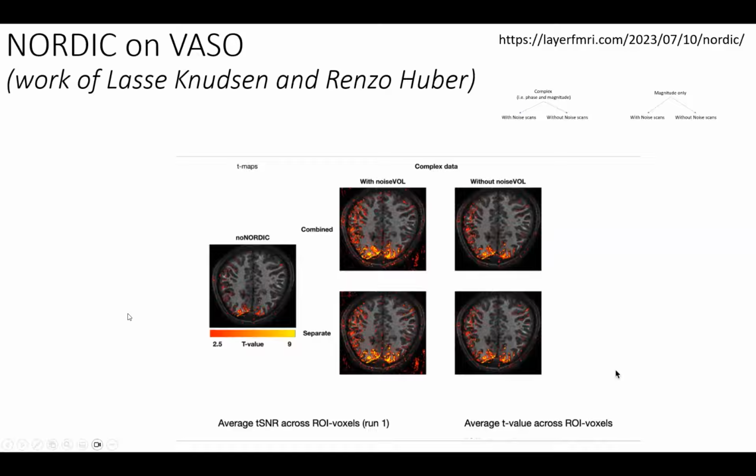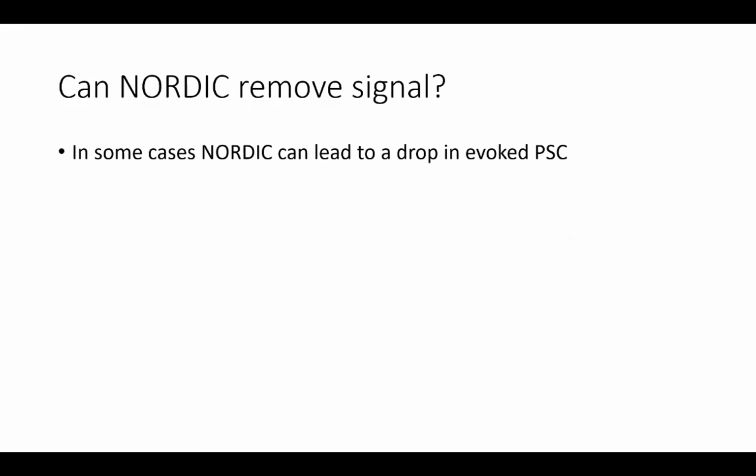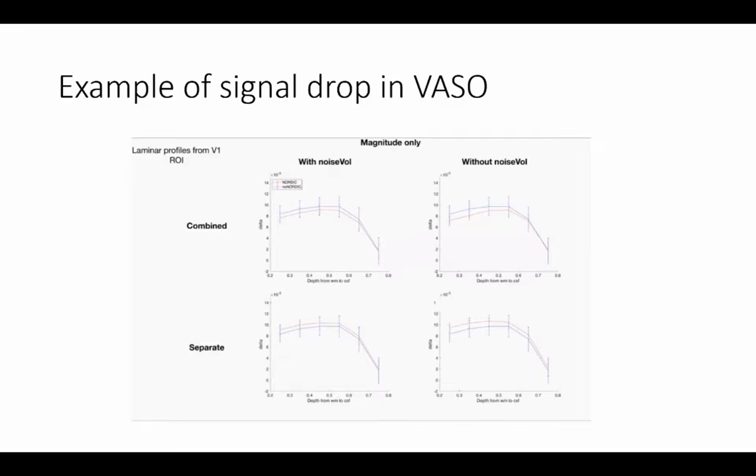So does this mean that we're going to use Nordic on complex data? That's not the conclusion that Renzo and Lasse reached. They looked very carefully at all the data, and they observed some percent signal change drop in some of the cases, in some of the implementations of Nordic. So this leads to the question, because what I've shown so far is that there doesn't seem to be any meaningful decrease in percent signal change. But can Nordic remove some signal and lead to a drop in percent signal change? The answer is yes, obviously. Like John said, there's no free lunch. Whatever we do is a compromise.